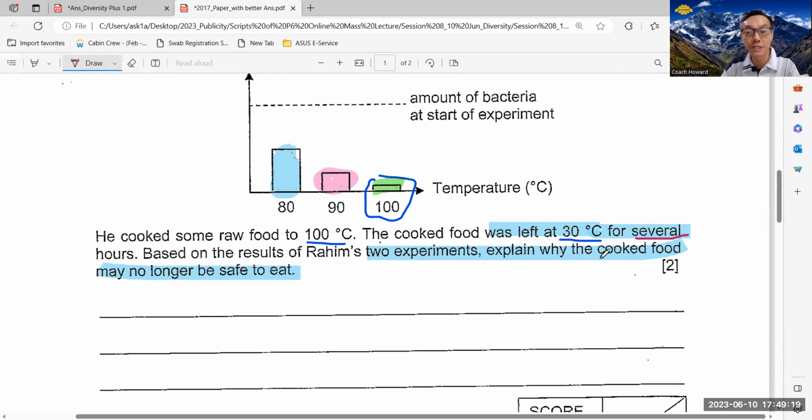So for this question, you must mention that this small amount of bacteria, right, at 80 degrees, 90, and 100, if you left it for several hours, that bacteria can multiply to a great number that is unsafe to eat. Okay.